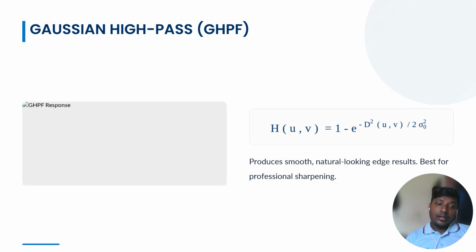The Gaussian high pass filter provides the cleanest sharpening result. It enhances edges without adding artificial noise or ripples, providing a very smooth and professional-looking detail enhancement.